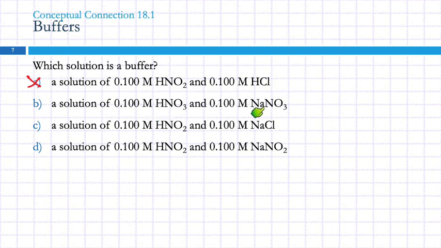HNO3 and NO3. Strong acid or weak acid? That's a strong acid. This is the conjugate base, but it's not going to do any good. Here we have HNO2. Okay, we've already established that's a weak acid. Is this the conjugate base? Nope. That's the conjugate base of a strong acid. That's not going to help. So it must be this one. So here we have the weak acid, HNO2, and its conjugate base.